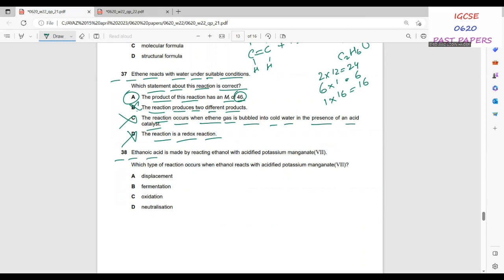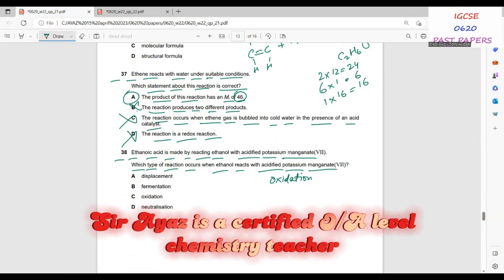38. Ethanoic acid is made by reacting ethanol with acidified potassium manganate(VII). Which type of reaction occurs when ethanol reacts with acidified potassium manganate(VII)? This is oxidation. Ethanol converting into ethanoic acid means it's an oxidation reaction. So only C will be the right answer.